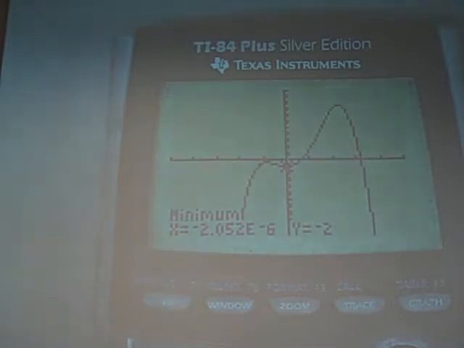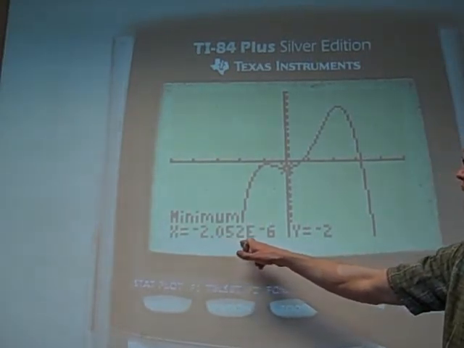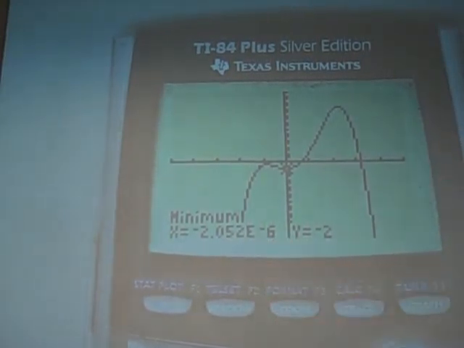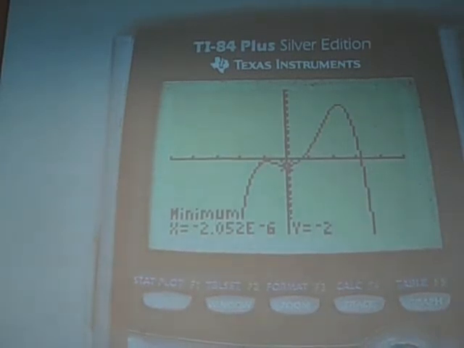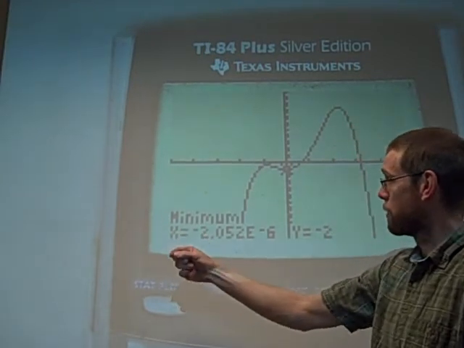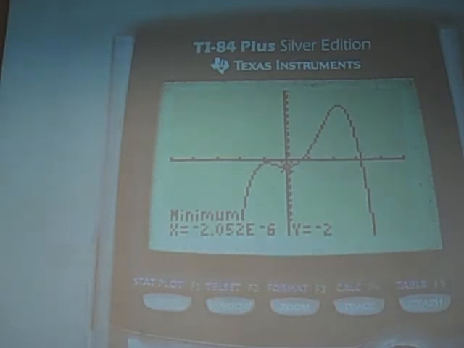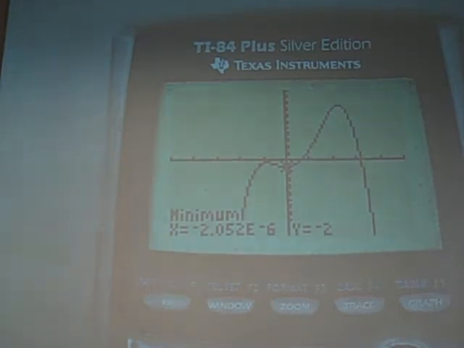So we have a local min at, by the way, when it gives you negative 2.05 e negative 6, that's scientific notation. So that's basically you're moving the decimal place over 6 places. So it's a decimal point, 5 zeros, and a 2. People call that a machine zero. It's like a calculator's version of 0 pretty much. So that's (0, -2). For all intents and purposes, around the 2 places, it's definitely that.